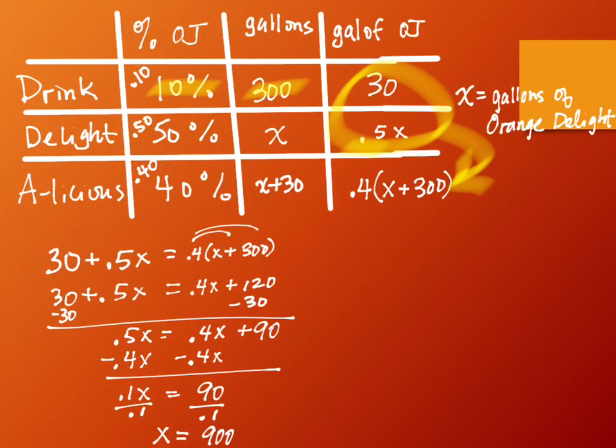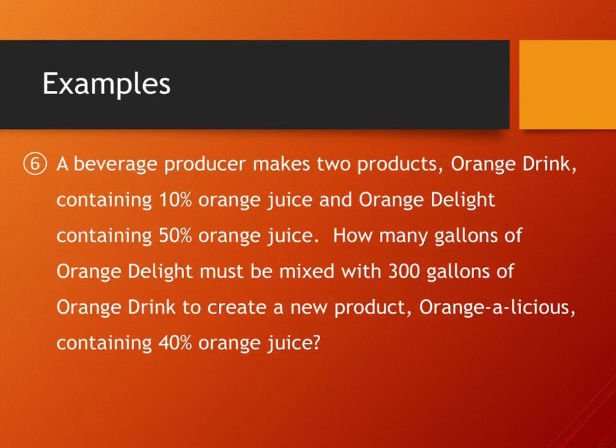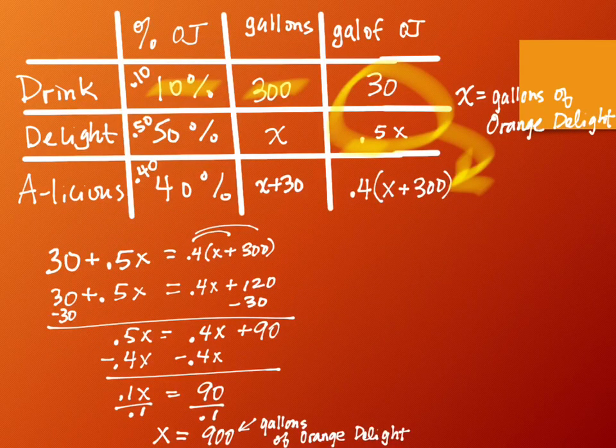Now x, up in the right-hand corner here, represented the gallons of Orange Delight. So this right here is gallons of Orange Delight. And we want to double check whether that's actually what we're asked to find or something slightly different. So the question, sorry, I meant to flip back here, asked us, how many gallons of Orange Delight must be mixed? So that is what our x actually was and what we found, right? So this answered the question that I was being asked. 900 gallons of Orange Delight.